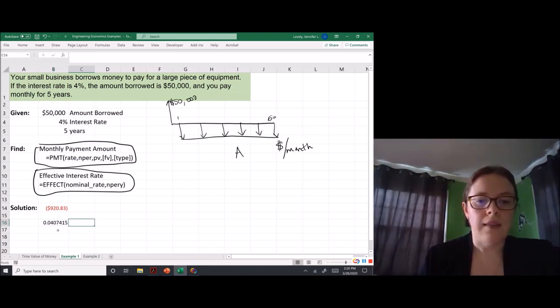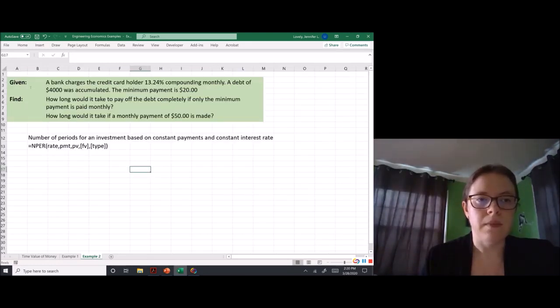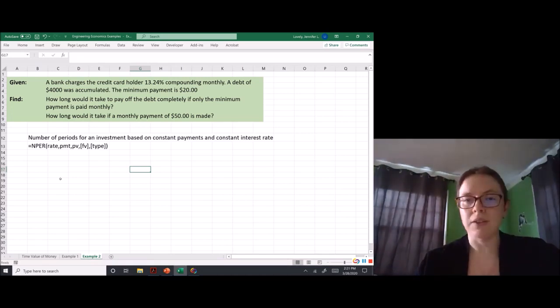All right, the next example, and if you keep following the slides, you can find it further in the slides, but we're given that a bank charges the credit card holder 13.24% compounding monthly. A debt of $4,000 was accumulated and the minimum payment is $20. So how long would it take to pay off the debt completely if only the minimum payment is made monthly? How long would it take if a monthly payment of $50 is made?